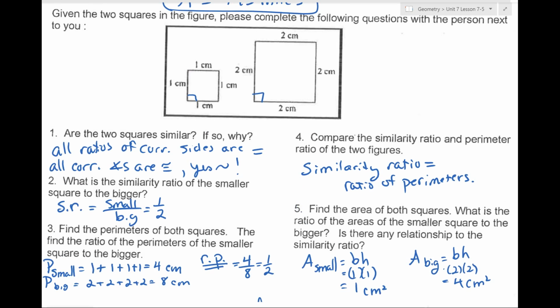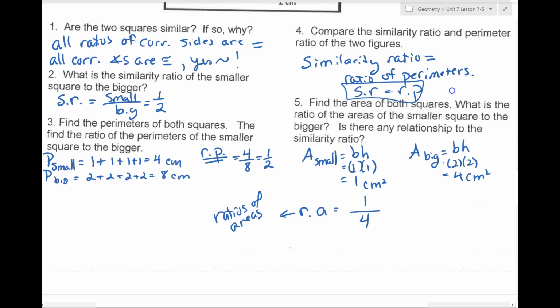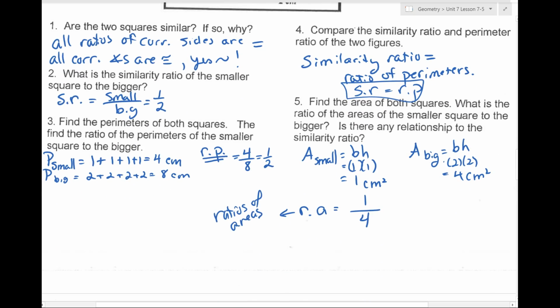We found their similarity ratio and the ratio of the perimeters. So remember, you use SR for similarity ratio, and I'm going to use RP for ratio of perimeter. And we found that they are equal because they have linear measurements, and when you're similar, the linear measurements all have the same similarity ratio or scale factor.